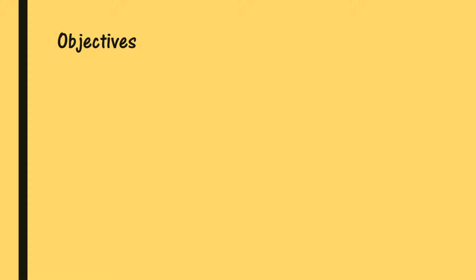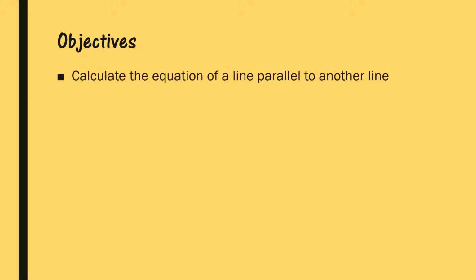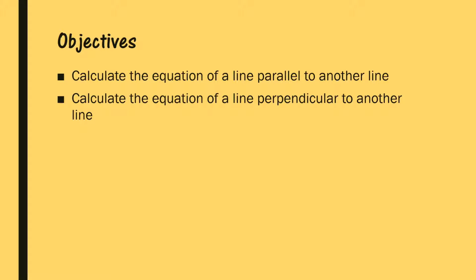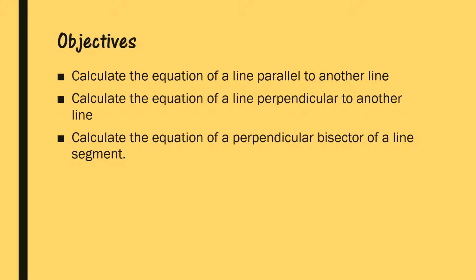Objectives for what we're going to do in this little recap video. We're going to calculate the equation of a line parallel to another line. We're going to calculate the equation of a line perpendicular to another line, and then calculate the equation of a perpendicular bisector of a line segment, and I'll explain what that is as we go through.